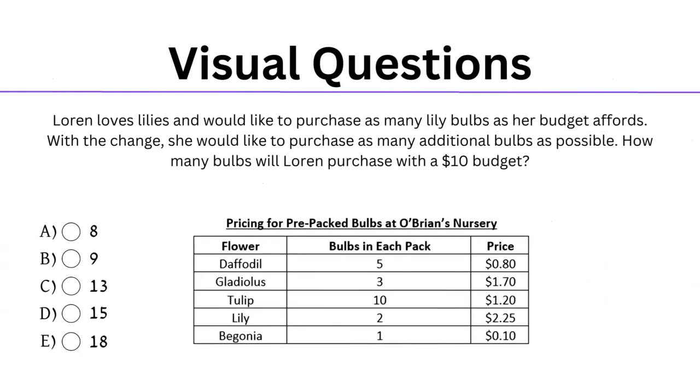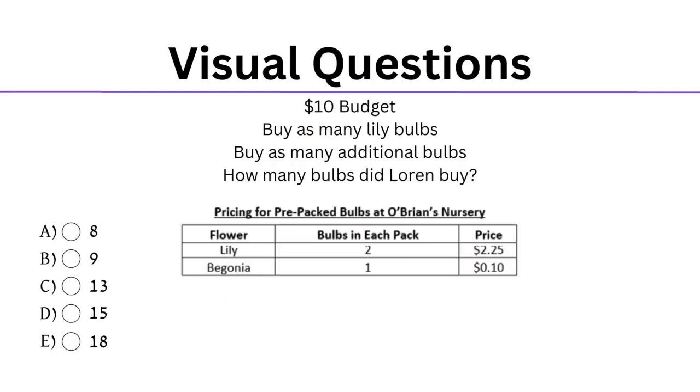Our final question provides a table about buying bulbs. We'll start by skimming the text and finding the relevant information. And we get $10 budget, buy as many lilies as possible, spend the rest buying as many bulbs as possible, and how many bulbs will Lauren buy. Given this, we can cross out all but the lily row and the cheapest bulb row, which is begonia.